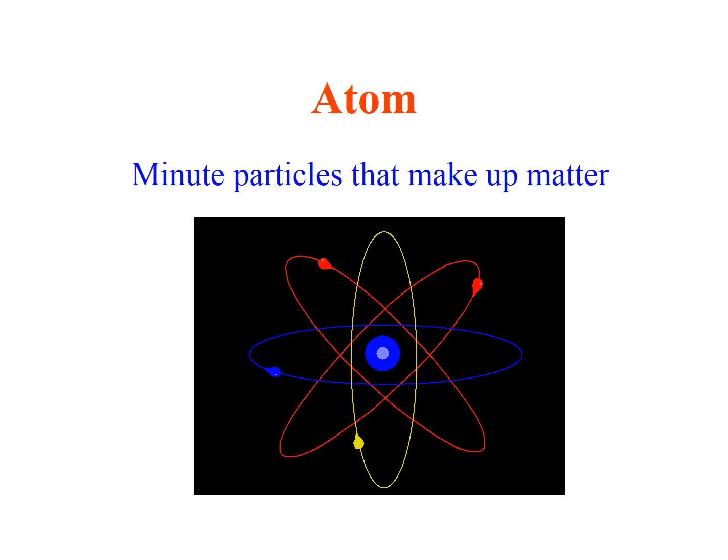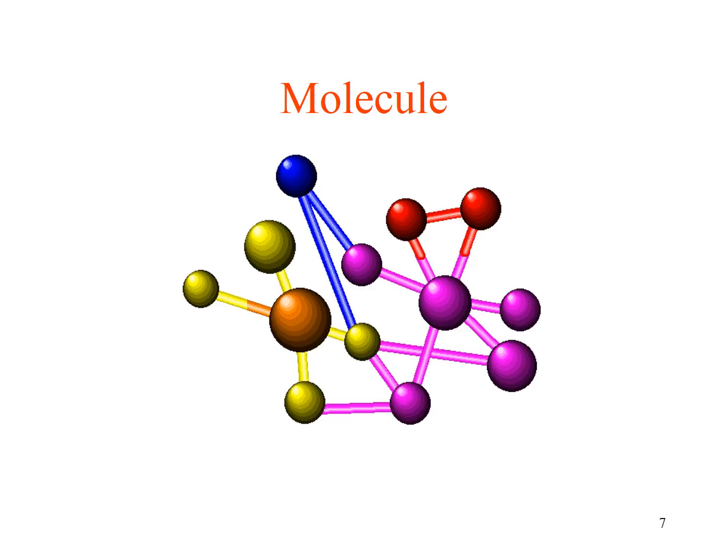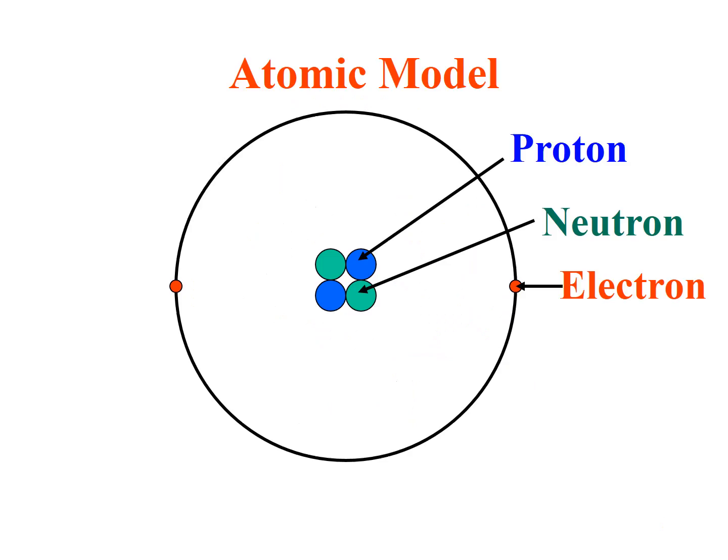Atoms are minute particles that make up matter. Atoms are extremely small. We know much about atoms from atomic theory. Molecules are made of two or more atoms joined together. An atomic model helps us understand how atoms react with each other. Our model in this diagram illustrates the three main parts of an atom.